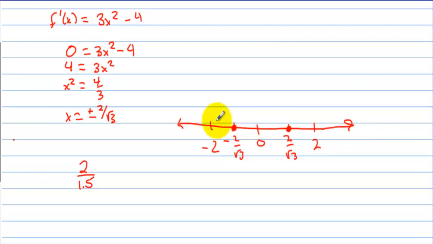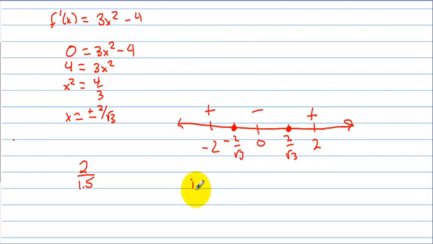And now I just have to test the points in between. If I plug -2 into the derivative, we get 3 times 4 is 12 minus 4, that's positive. If I plug 0 in, I get a negative. And then if I plug 2 in, I get 12 minus 4, that's a positive also.